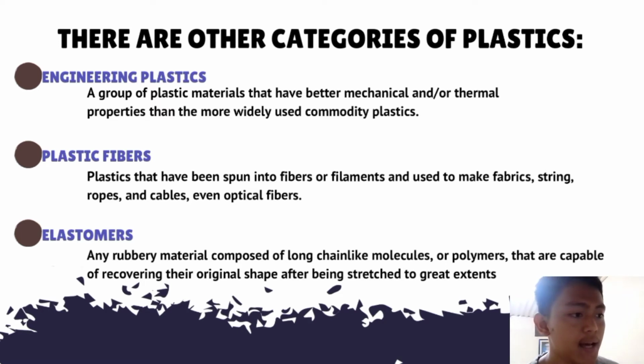So next is the elastomers. Elastomers are any rubbery material composed of long chain-like molecules or polymers that are capable of recovering their original shape after being stretched to great extents. So, ang elastomers po, galing po sa pangalan na elastomers. Makukuha po dyan yung elastic. So, ibig sabihin po nababanat. Example po dyan yung mga goma po, yung nababanat. So, yun po.